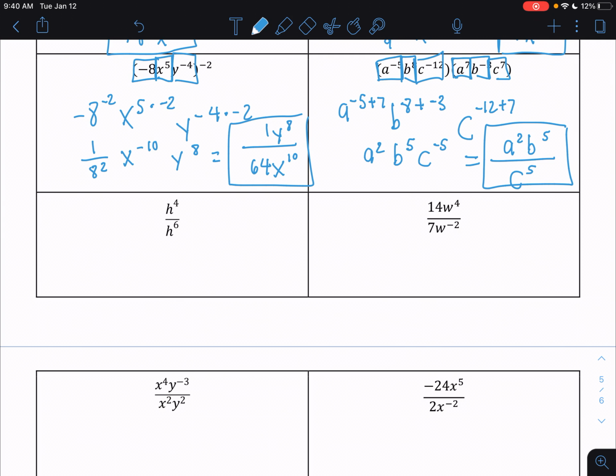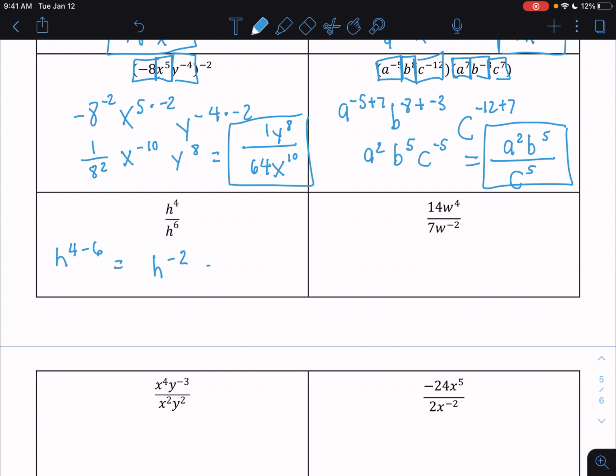All right, here we have h to the 4th over h to the 6th. So there are no negative exponents here, but we want to simplify this down so that we only have one h. We don't want two h's. We don't want one on the top and on the bottom. So if we do this, we're going to do h to the 4 minus 6, which gives us h to the negative 2.